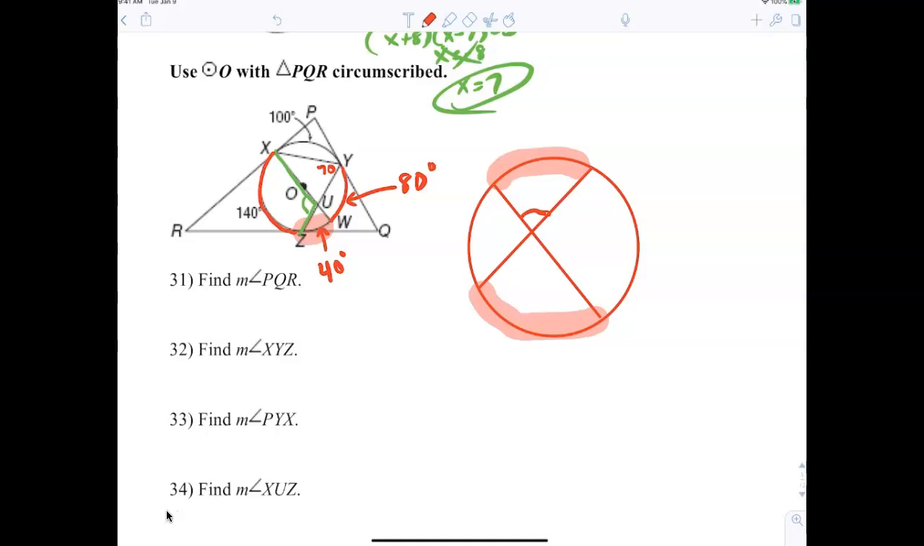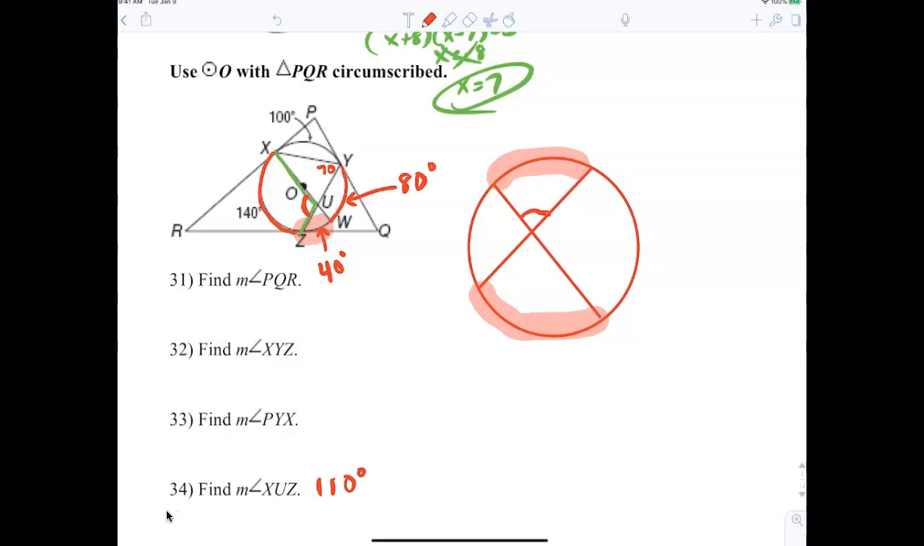Yeah. So now this angle here is the average of 140 plus 80. So that would be 110. XUZ would be 110 degrees. Come on now. This is a great review question right there, guys. Very good. I need you to speak up.